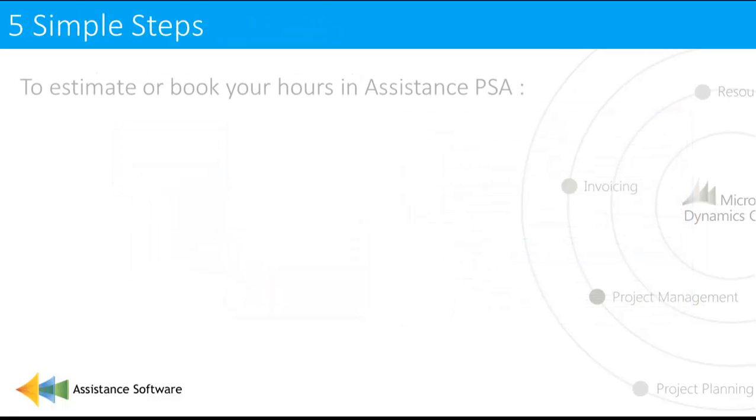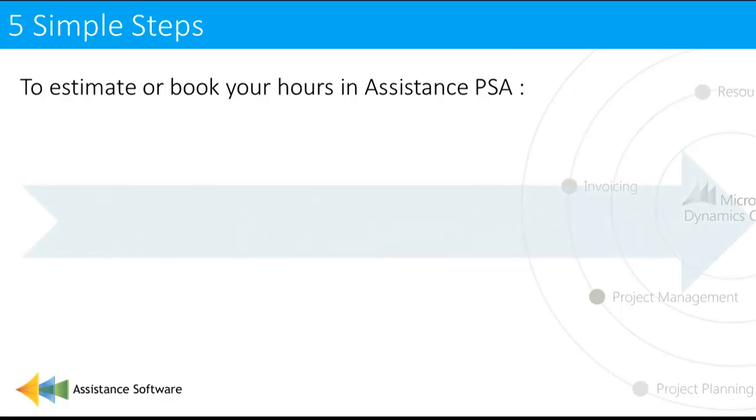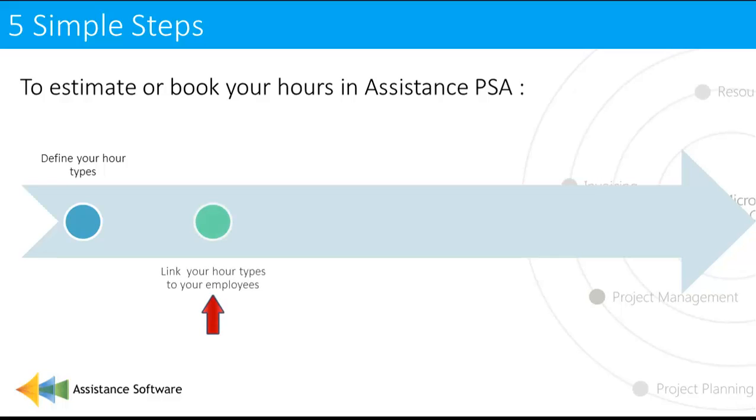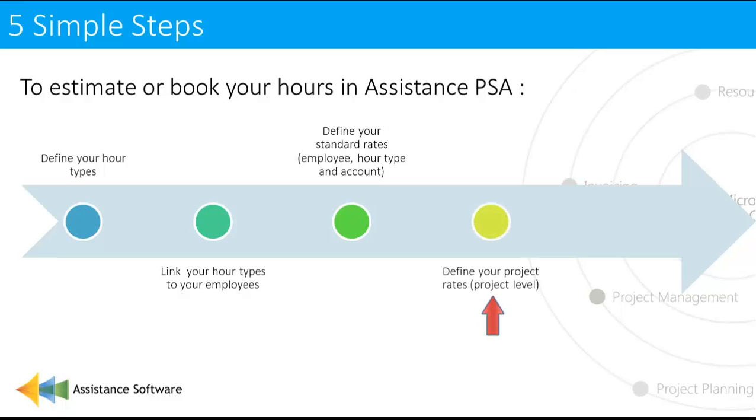So, in order to estimate and book hours in Assistance PSA, 5 simple steps must be done. Let's take a look at them one last time. First, define your hour types. Then, link these hour types to your employees. Next, define your standard rates. Your project rates will be defined as you create your projects. And finally, create your adjusting factors.